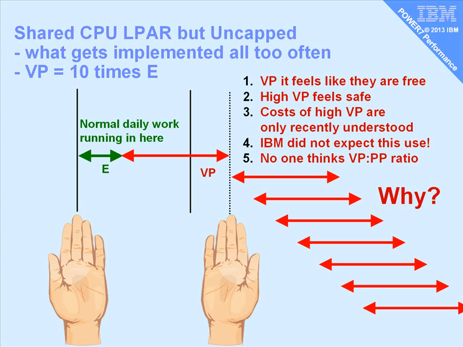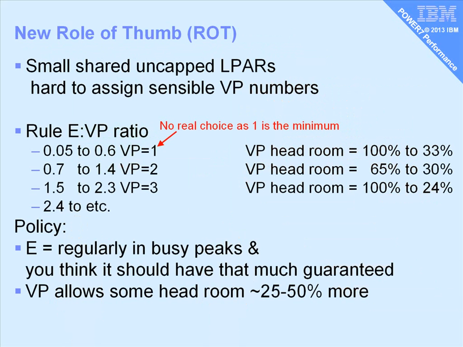Of course, you can go up to 1000% in your VP to PP ratio, and we really have to worry about those configurations. So I started looking at some sort of rule of thumb for these small shared uncapped LPARs, and how to sensibly go about this. Well, we need to make the entitlement, as we say down here at the bottom, cover our regular peaks that we're going to guarantee is available to the LPAR. Don't just make this a very small number, we actually have to go on and monitor what's going on.